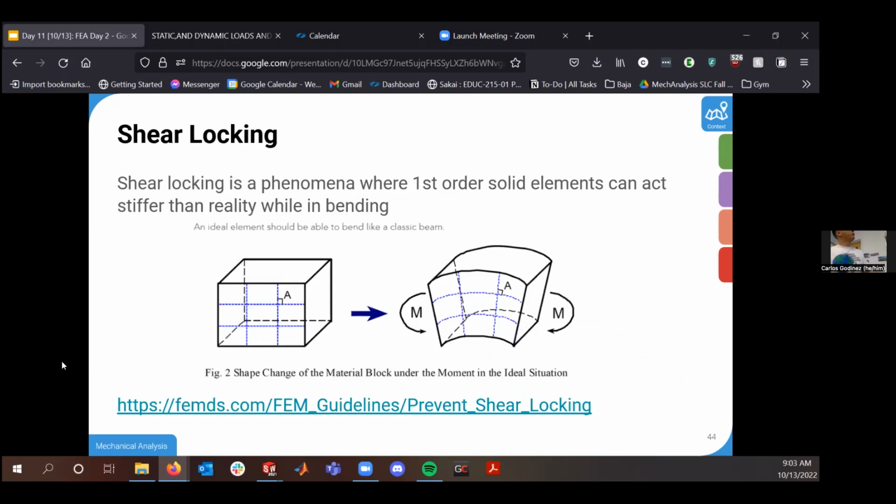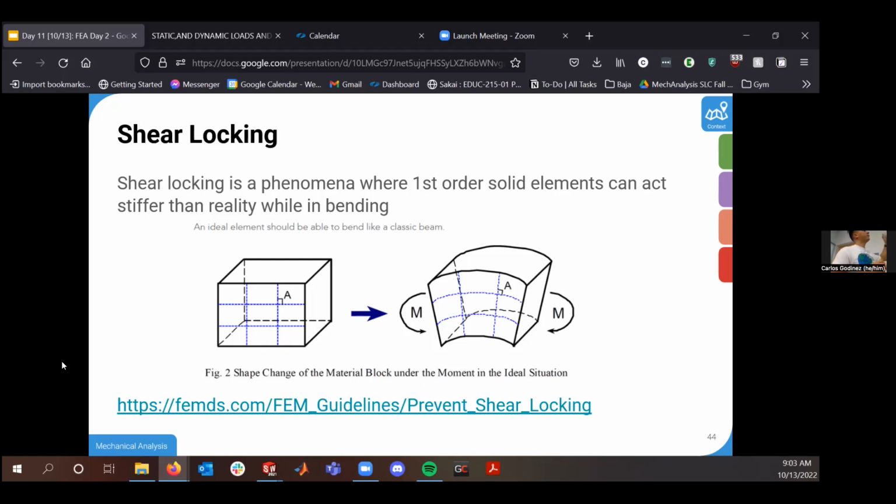Another really important thing to talk about when you're using first degree solid elements is a phenomenon called shear locking. Shear locking is something that occurs when you're only using first degree elements and your elements are behaving much stiffer than they actually are in reality, due to the way that the mesh is discretized.